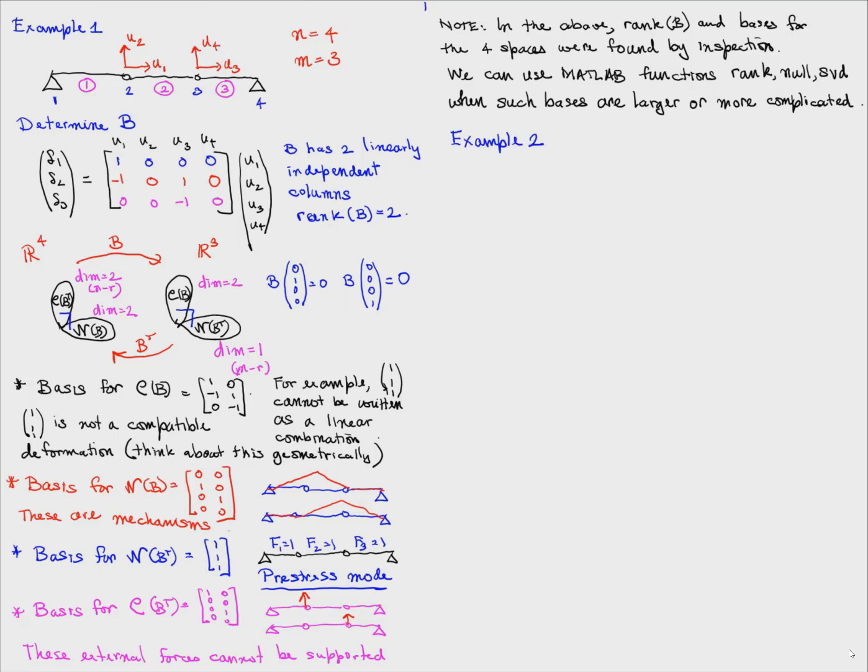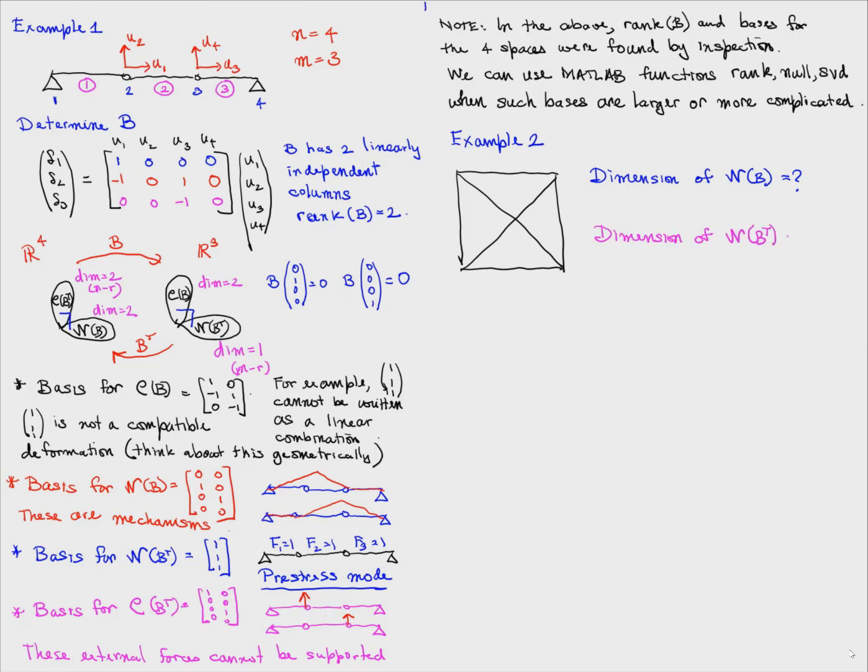Let's look at another example. In this case, we won't do detailed calculations, but we'll see just by intuition, just by observation, can we deduce some things. Okay, so what's the dimension of the null space of B? What's the dimension of the null space of B transpose?